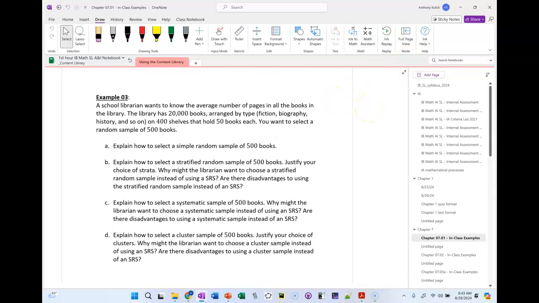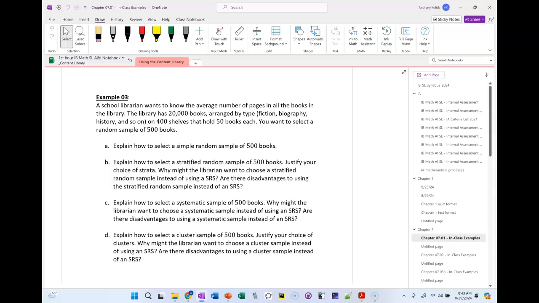All right. Next one. A school librarian wants to know the average number of pages in all the books in the library. The library has 20,000 books arranged by type, fiction, biography, history, and so on, that are shelved on 400 shelves, where each shelf holds 50 books. You want to select a random sample of 500 books. So explain how to select a simple random sample of those 500 books.